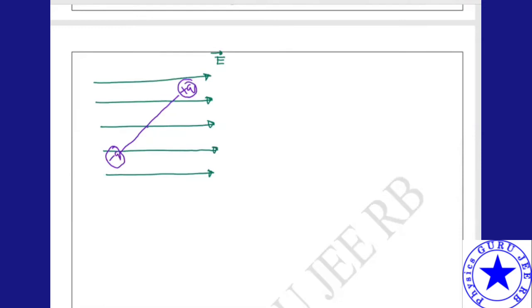Then we know that this is making an angle theta. Obviously, there will be some forces acting on it, 1 and 2, which is nothing but EQ. This is EQ, and this is also EQ. Fine. Now we know what information we can gather from this particular scenario.